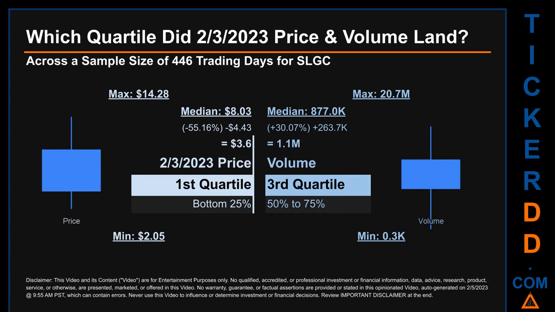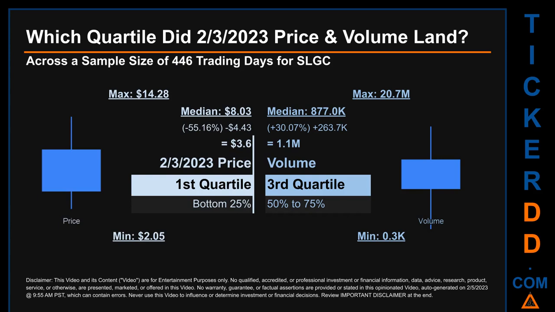Which quartile did the 3rd of February 2023 price and volume land? Across a sample size of 446 trading days, the maximum end of day price for SLGC was $14.28 while the minimum was $2.05. Within that price range, the 3rd of February 2023 price, of $3.60, landed within the first quartile, meaning it was within the bottom 25% of all sampled end of day prices.